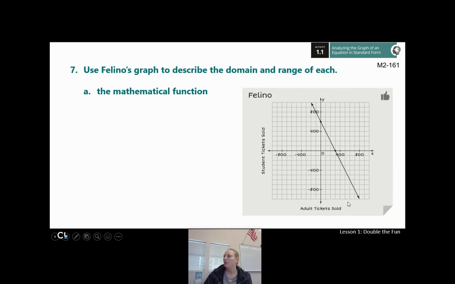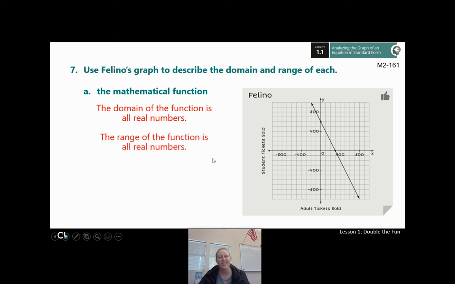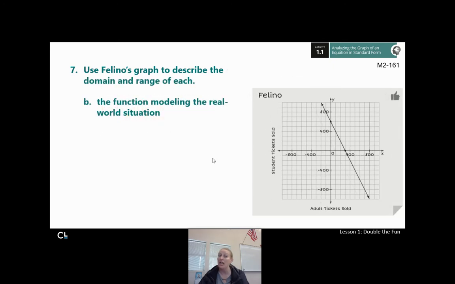So just like before, the line is solid, the line goes forever to the right and forever to the left, so the domain of the function is all real numbers. Just like before, my line is solid. It goes with those arrows forever up, forever down. The range of my function is also all real numbers. So it's similar to what we had before. But now let's talk about the domain and the range of the real world situation. It shifted a little bit.